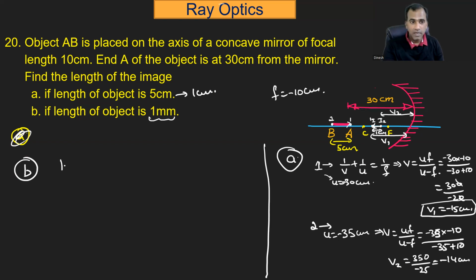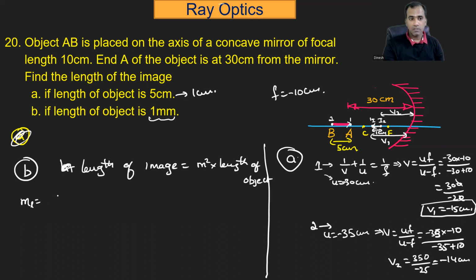So what is the relation between the length of the object and the length of the image? Length of image placed on the principal axis is equal to m square times length of object. Correct? Are you following? Yes, sir. Longitudinal magnification is equal to length of image divided by length of object, which is given by m square, or v by u whole square.